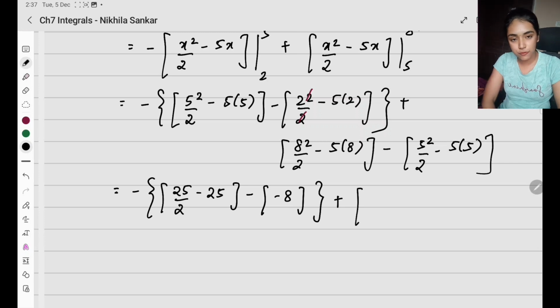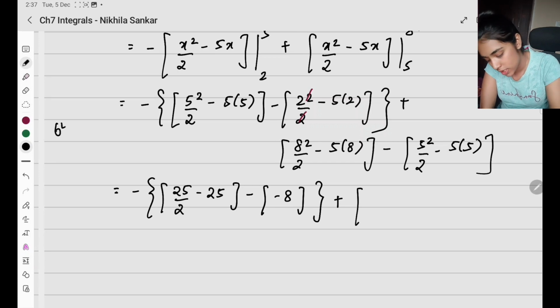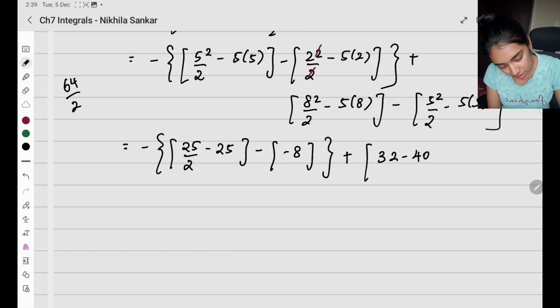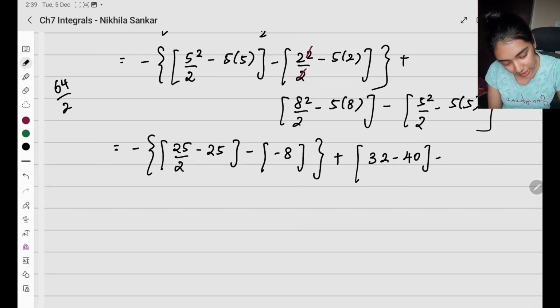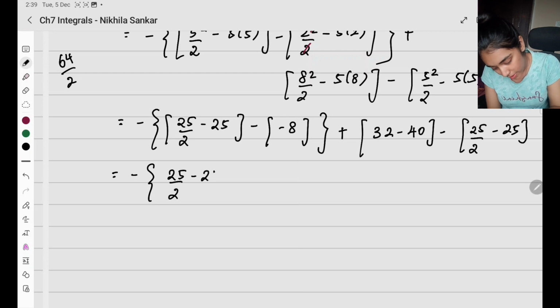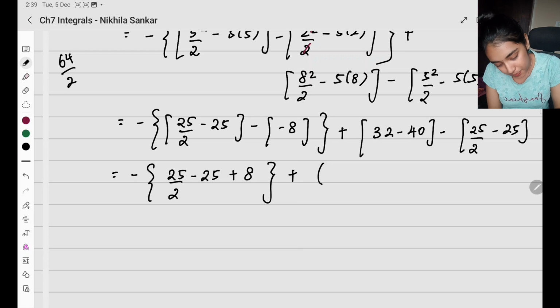8 8s are 64. 64 divided by 2. 64 divided by 2 is 32. Minus 8 5s are 40. Minus, in the bracket I have 5 square, which is 25 by 2. Minus 5 5s are 25. Okay. Now, when I open the bracket, the minus stays as it is. 25 by 2 minus 25 plus 8. Minus into minus. Then, this becomes 32 minus 40 is minus 8. Minus, when I multiply the minus inside, minus 25 by 2 plus 25.